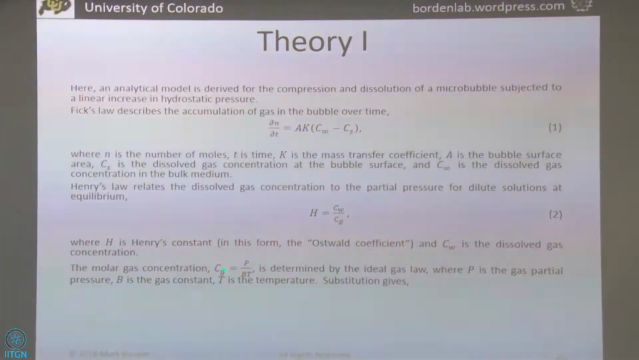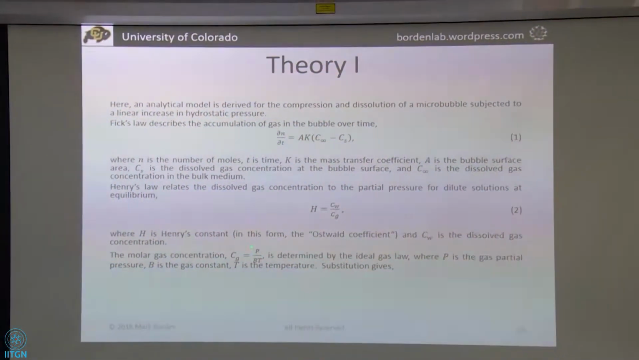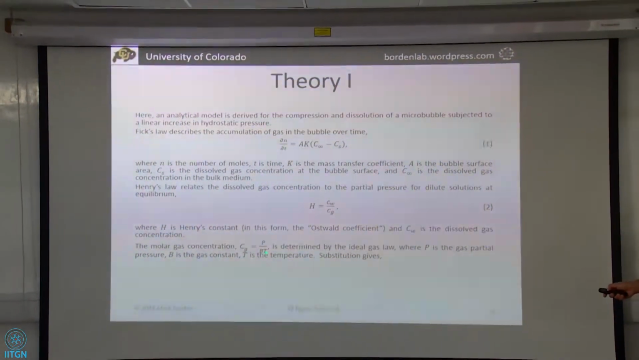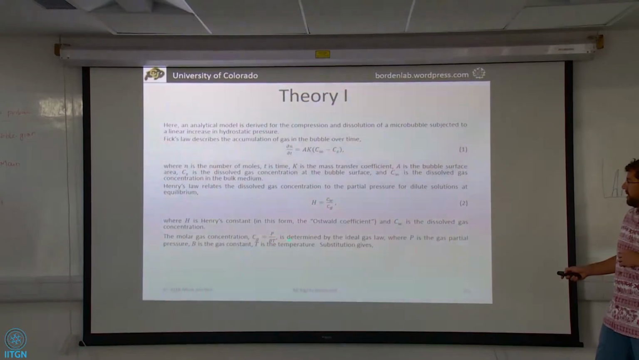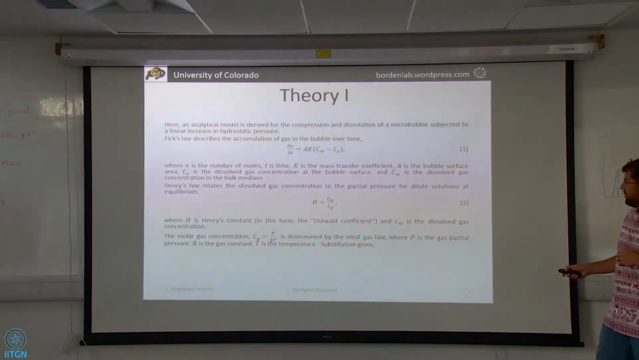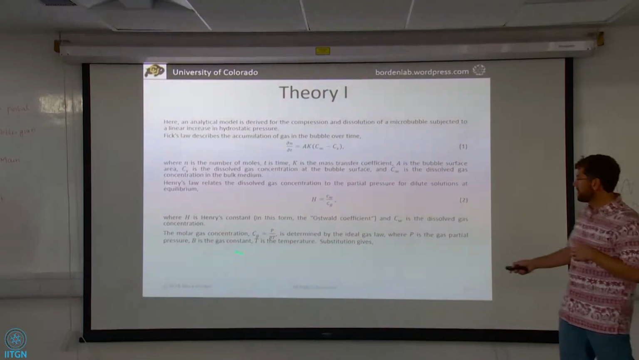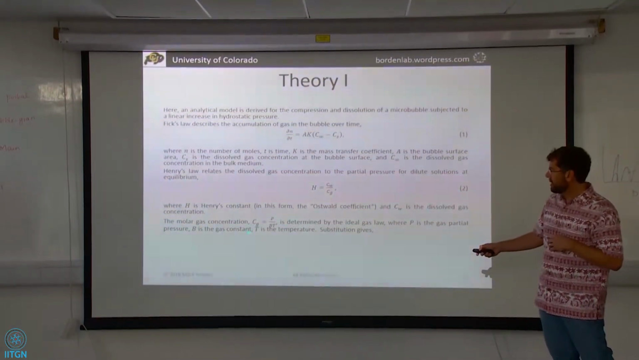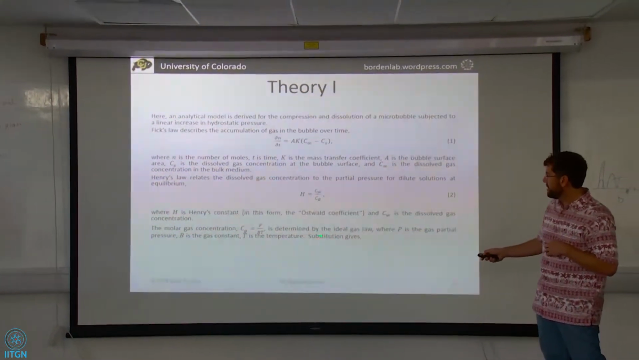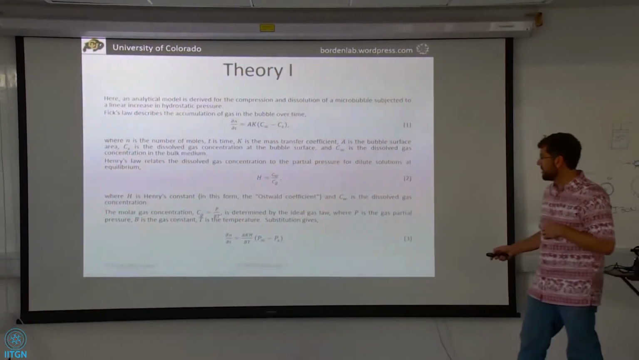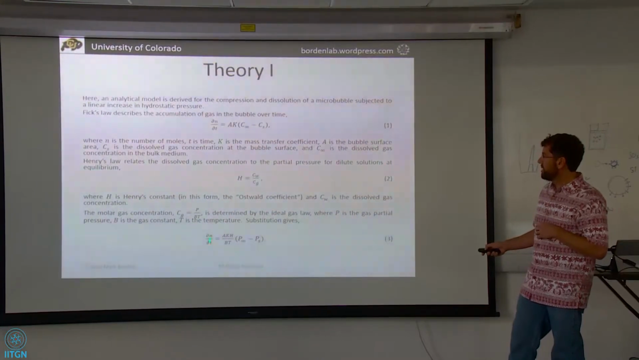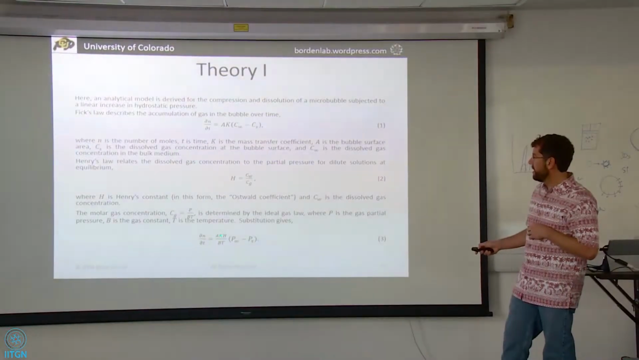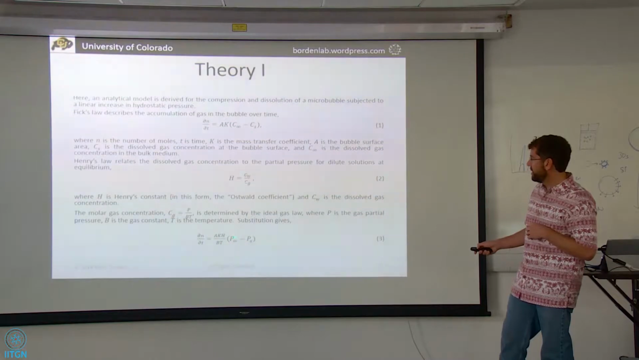The molar gas concentration, C sub G, is equal to P over RT, pressure over the universal gas constant times temperature, as determined by the ideal gas law, where P is the gas partial pressure, R is the gas constant, T is temperature. Substitution of that into there gives the mass balance around the bubble: A K H over R T, P infinity minus P sub S.